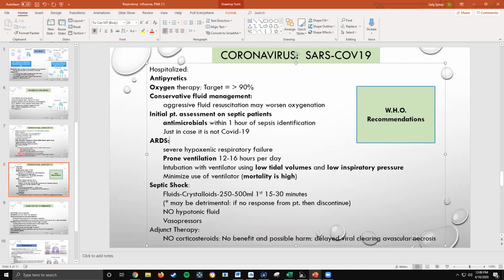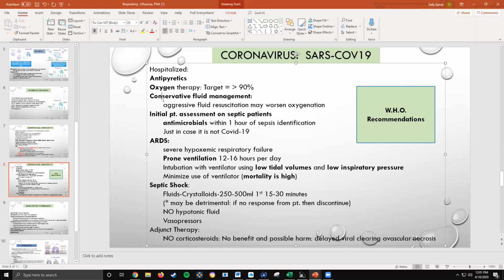Okay, so this is a summary of some of the World Health Organization recommendations for COVID right now. So antipyretics, so Tylenol to keep the fever down. Our oxygen therapy target should be greater than 90%. Okay, so 91% is perfectly fine. We want to do conservative fluid management. Now, what I'm going to tell you for some of these highlights is that it seems to be opposite of what we normally do, and they're finding this on an ongoing basis. So this lecture, maybe in a couple of weeks, might be slightly different because of the information that they're finding.